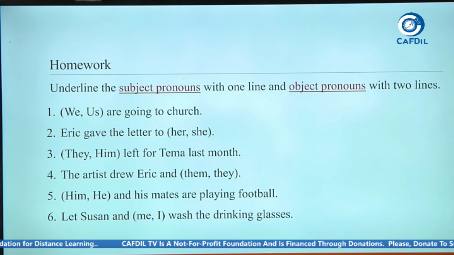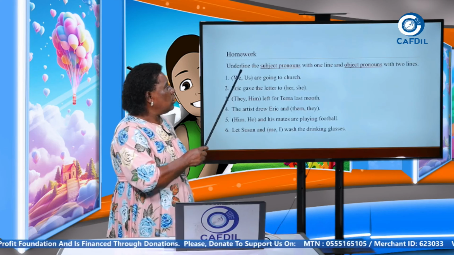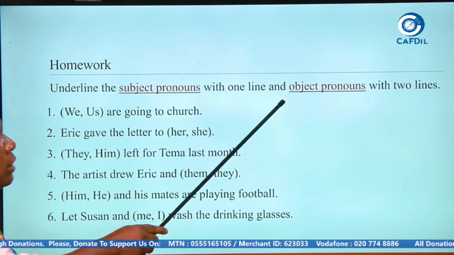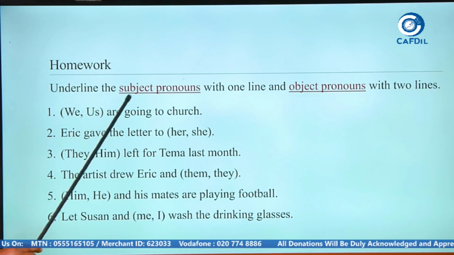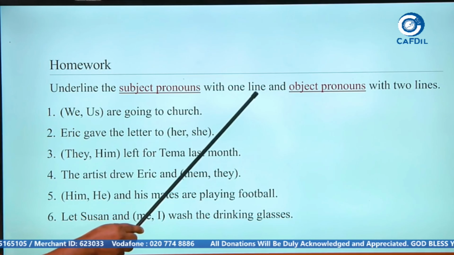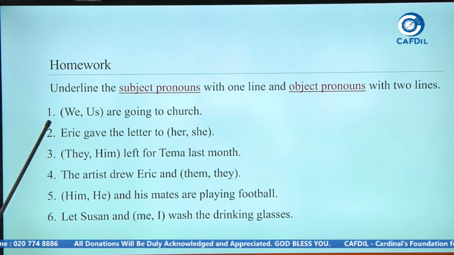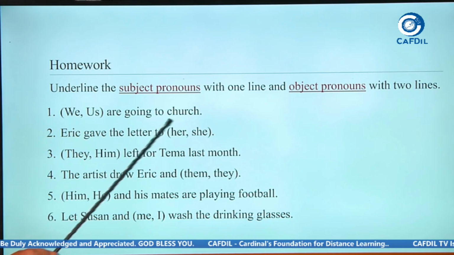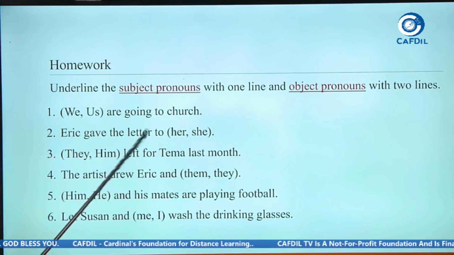From what we've learned, let's try our hands on this homework to see how best you've understood the lesson. Homework. Underline the subject pronouns with 1 line and object pronouns with 2 lines. The 1. In the bracket we have we, us, are going to church.